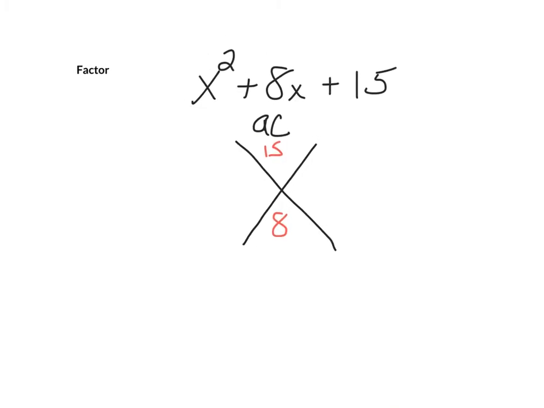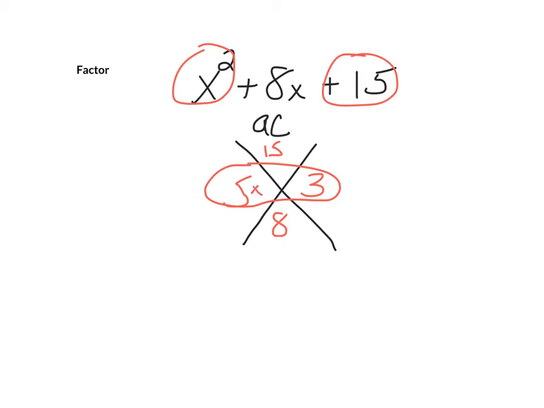Oop, my bad. One more time here. I hope that you can recognize that 5 times 3 gives me 15, and 5 plus 3 gives me 8. The next step is to go ahead and recopy down your A and your C with your new b's together. And remember, you can put your x's right in there. So I'm going to have x squared plus 5x plus 3x plus 15.